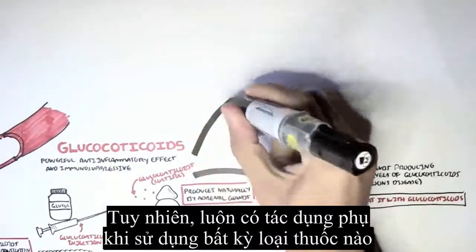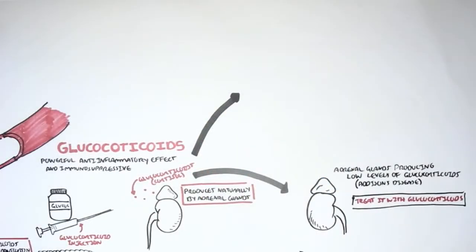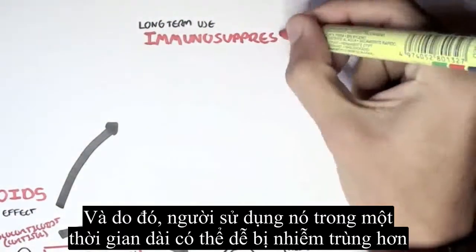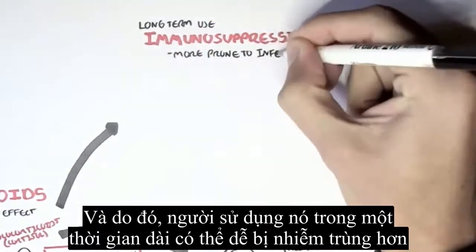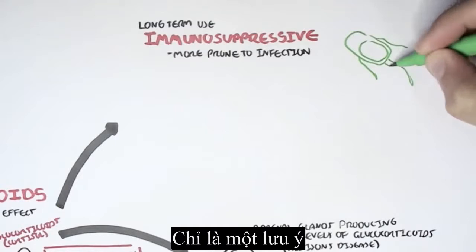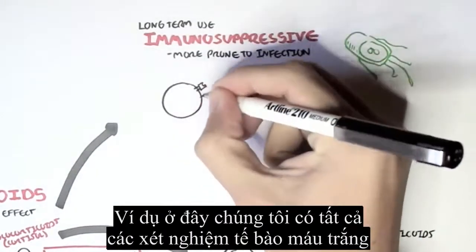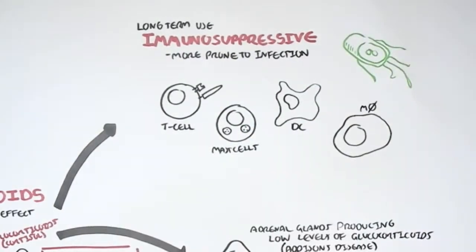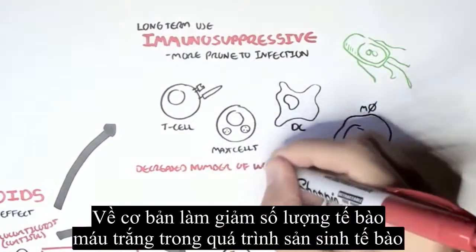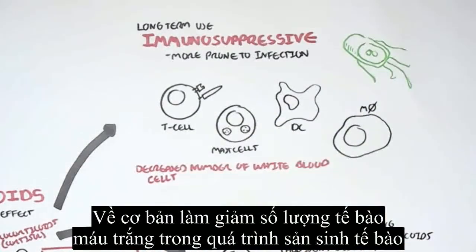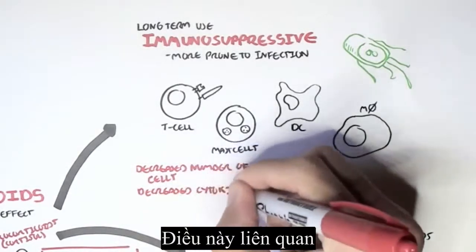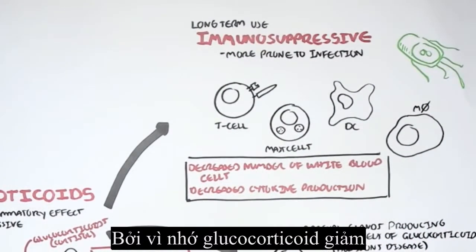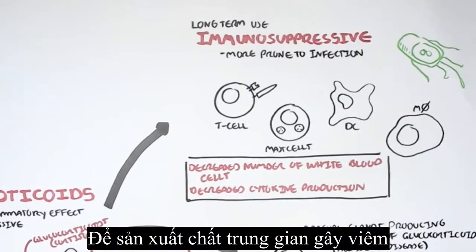However, there are always side effects with using any type of drug. For glucocorticoids, the long-term effects include immunosuppression, and so the person using it for a long time can be more prone to infection. Here is a bacteria, just as a note. So, for example, here we have some white blood cells: the T cells, mast cells, dendritic cells, and macrophage. Using glucocorticoids for a long time essentially decreases the number of white blood cells and the production of these cells. And this is related to the decreased cytokine production as well, because remember, glucocorticoids reduce the production of inflammatory mediators.